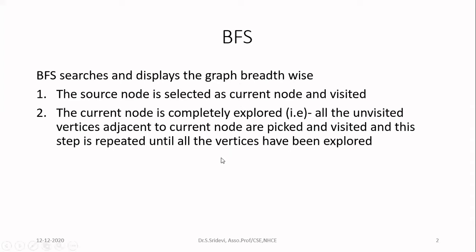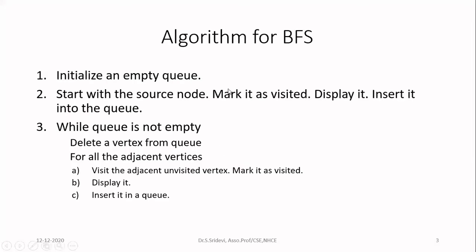Now, let us see how this BFS is going to work. Let us see the algorithm for that. In order to implement BFS, we need to go for the queue data structure. So when you start, you're going to initialize an empty queue. After that, you will start with the given current node. If none of the nodes are specified as a source node, then you will be taking any node as you like. But here, if they mention any source node, that should be considered.